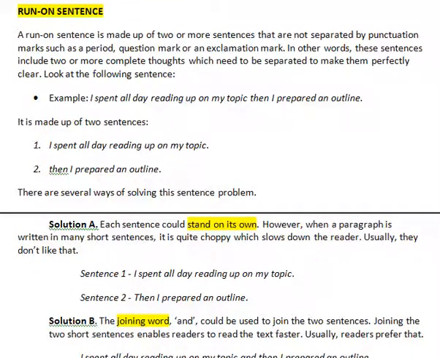Run-on sentence. A run-on sentence is made up of two or more sentences that are not separated by punctuation marks such as a period, question mark, or an exclamation mark. In other words, these sentences include two or more complete thoughts which need to be separated to make them perfectly clear. Look at the following sentence. Example: I spent all day reading up on my topic, then I prepared an outline. It is made up of two sentences. I spent all day reading on my topic. Then I prepared an outline. There are several ways of solving this sentence problem.